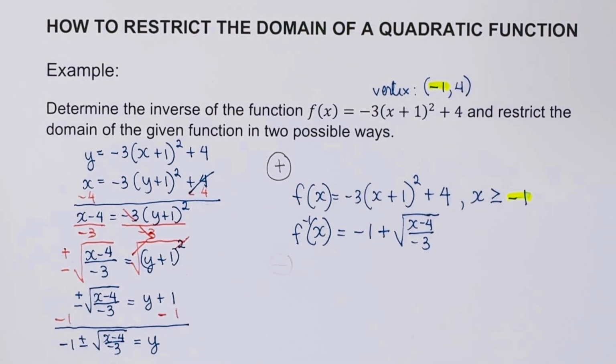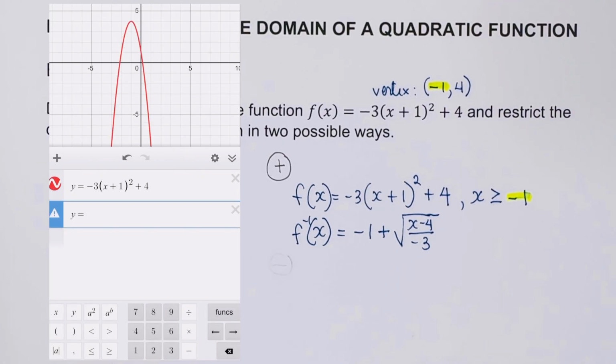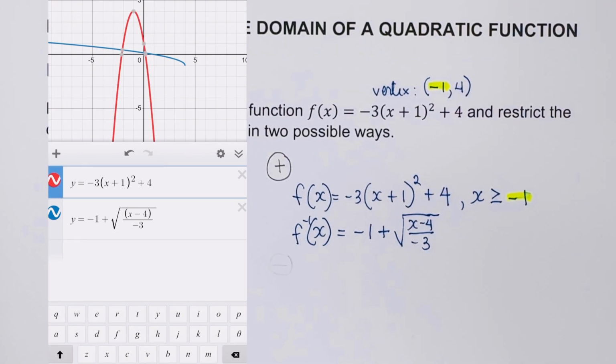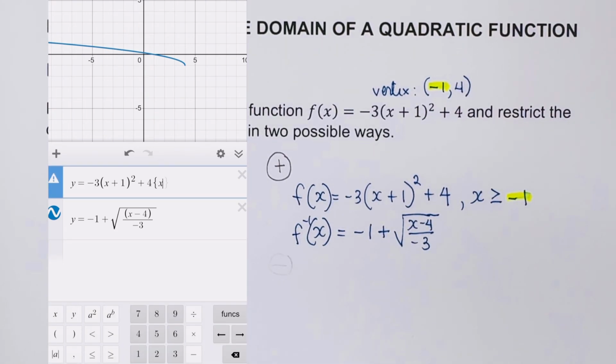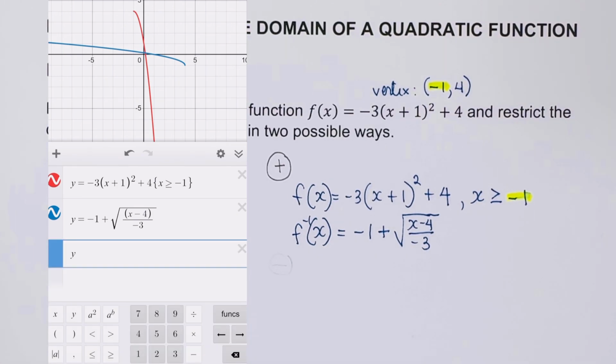Now let's sketch this graph on Desmos. Please notice that if we do not restrict it, the quadratic function has two parts. So then we go ahead and cut one of them. That means we're going to restrict one of them from the vertex. And so if I add x is greater than or equal to -1, notice that the two graphs are now inverse of each other without an extra part for the quadratic.